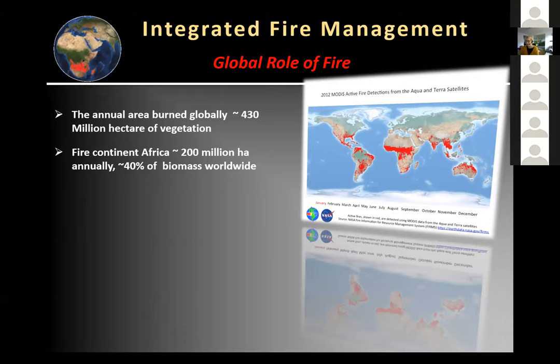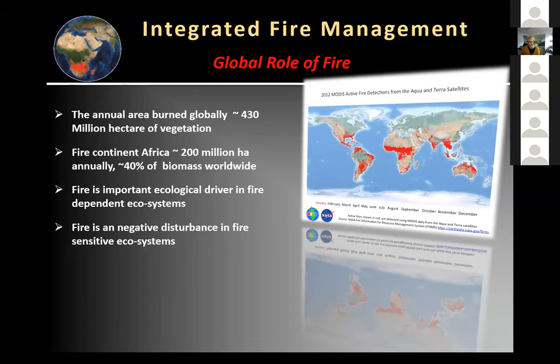As Rosa was saying, the fire continent is Africa, with about 200 million hectares burning annually, which amounts to 40% of the biomass burned worldwide. Yes, fire is an important ecological driver in fire-dependent ecosystems, in dry forest ecosystems such as the Cerrado, the Miombo woodlands, or the Indochina dry forest such as in Myanmar. But it is a negative disturbance in fire-sensitive ecosystems such as the tropical rainforests of the Amazon region or Indonesia. I've been living and working in both types of ecosystems over many years.